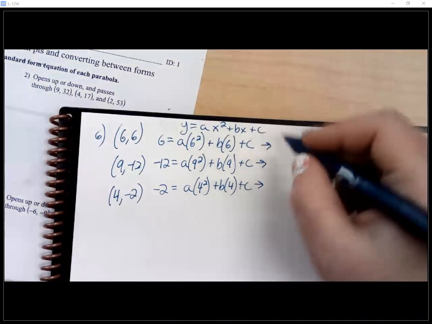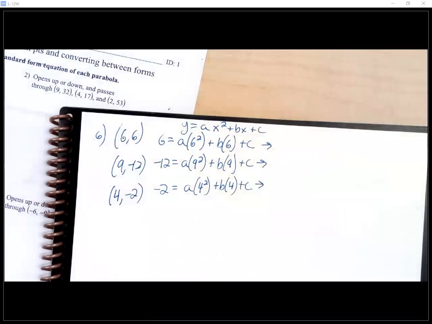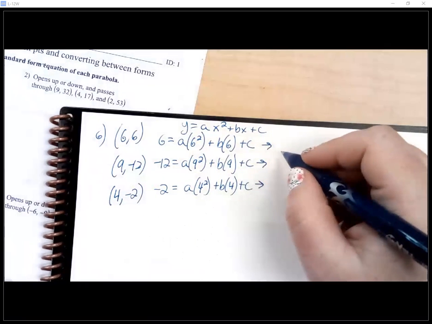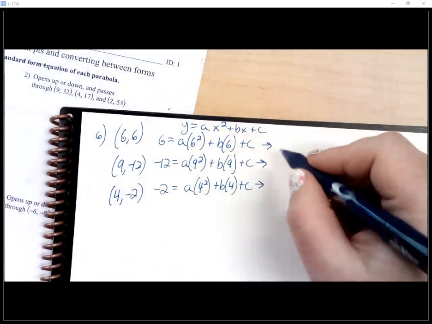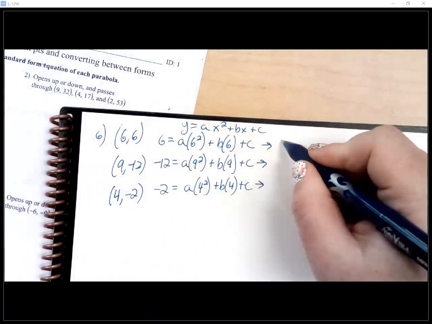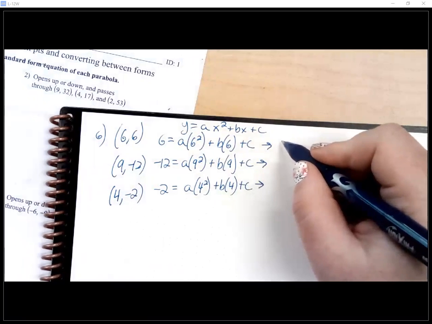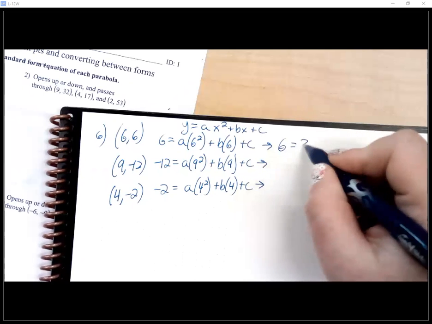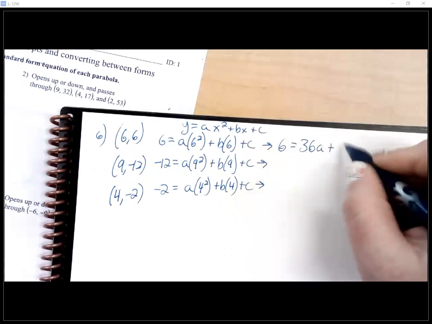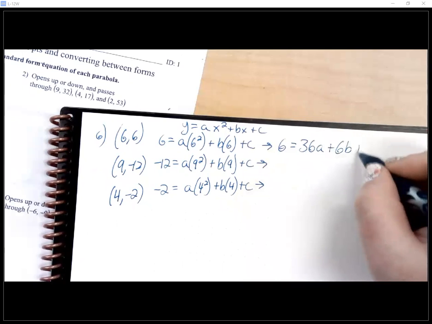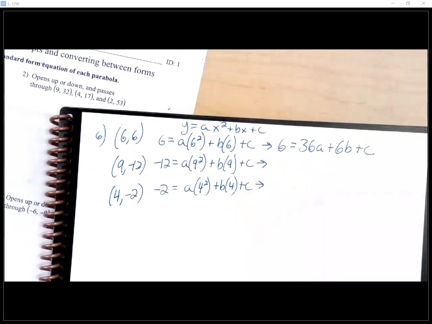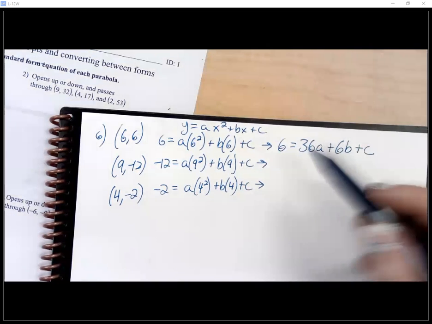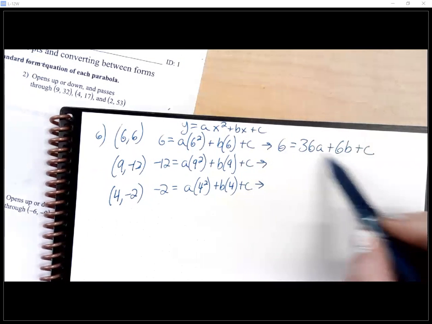Okay, who can tell me their equation for the first one when it's all cleaned up and it looks nice? Jimmy, go ahead. 32 is equal to 81. What? Wait, that's wrong. Sorry. 6 equals 36A plus 6B plus C. Yes, that looks good. Okay, so everybody make sure that your first equation looks like that. 6 equals 36A plus 6B plus C.